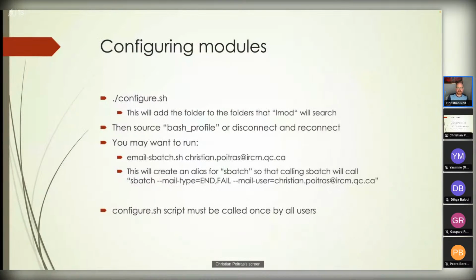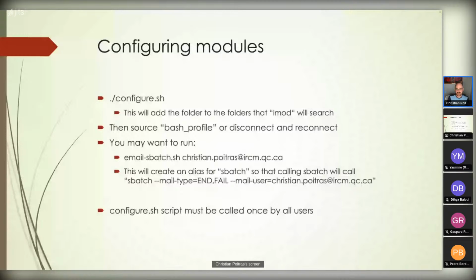Another thing you might want to do is that I created a script called email sbatch. To run it, just type email sbatch with your email address. This script is going to add an alias in your bash profile file, so that if you type sbatch on the terminal, it will replace it with sbatch with mail-type and mail-user set to whatever you typed in. The reason you might want to do that is that it allows you to receive an email in the event of your program either completing or failing. Obviously, that's completely optional, but you always can do that.